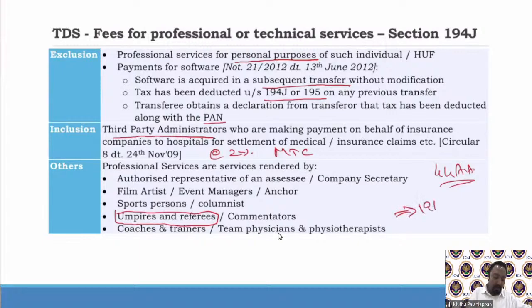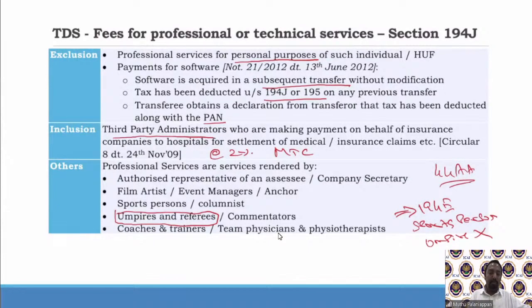But in section 194E, where we discussed sports person, that does not include umpire. So there, umpire is excluded. But in this section 194J, umpires are included or categorized as professional services. Coaches and trainers, team physician, physiotherapist. So this is just to give a comparison with 194E.